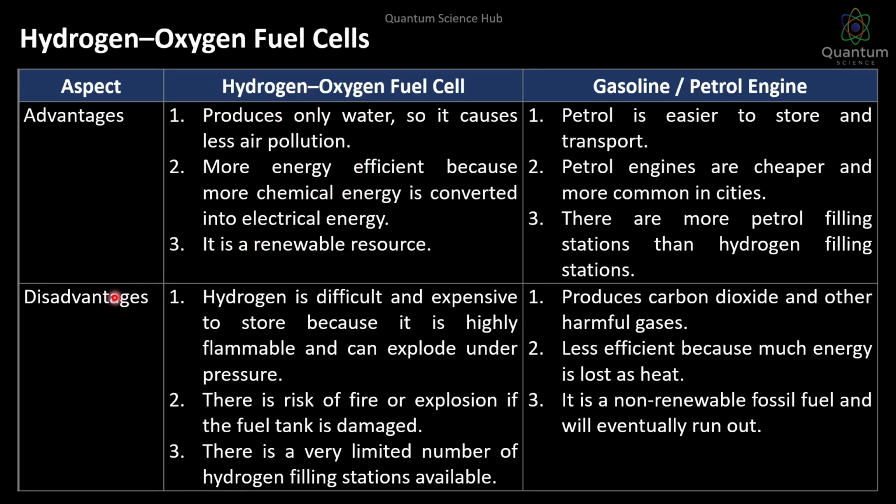But there are also some disadvantages here. First, hydrogen is difficult and expensive to store because it is highly flammable and can explode under pressure. And there is a risk of fire or explosion if the fuel tank is damaged. So this is very crucial and very dangerous because if something bad happens, it will explode and the explosion is very huge. And there is a very limited number of hydrogen filling stations available. That's the reason why even up to this day, we still use fossil fuel, gasoline, or EV cars. EV car means electric car, for transportation.